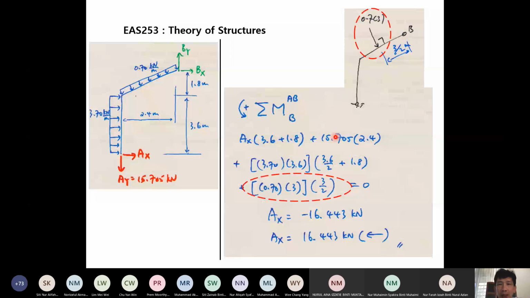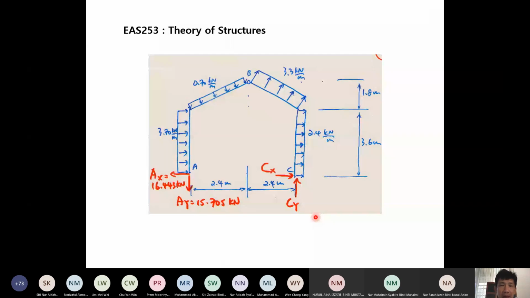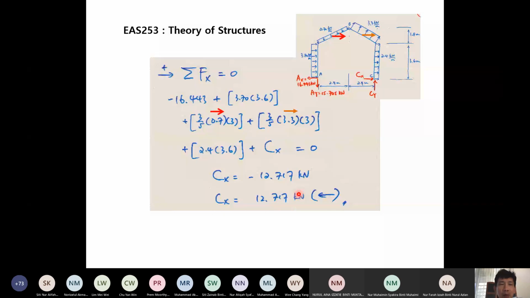To get CY and CX, we use the force equilibrium equation in the X direction to get CX, and the force equilibrium equation in the Y direction to get CY, in that sequence. So let's look at this. To get CX, we take the force equilibrium equation in the X direction. Now I show you here how the calculation goes.